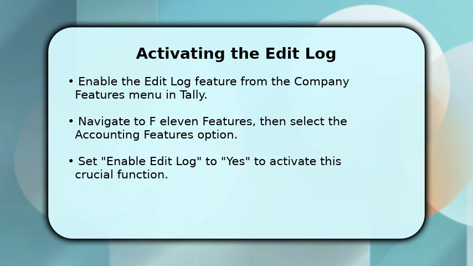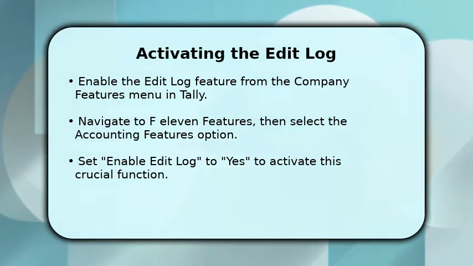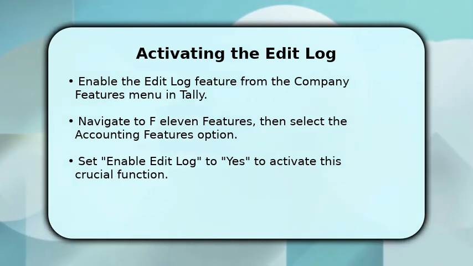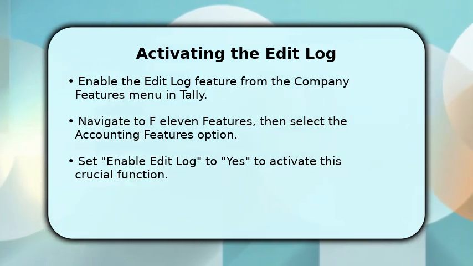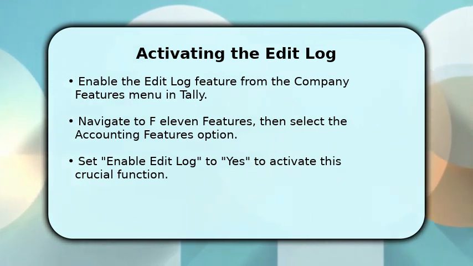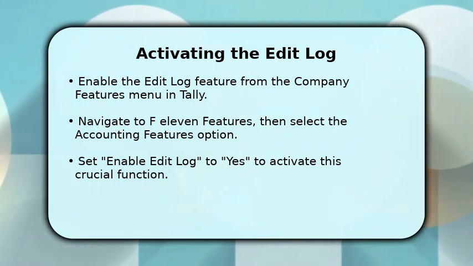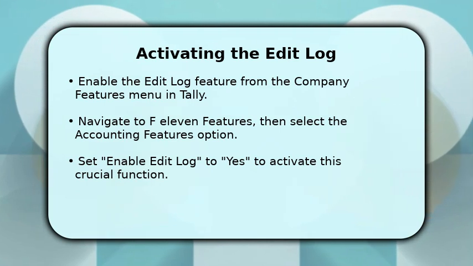To activate the Tally Edit Log, first navigate to the Company Features menu. Press the F11 key, then select Accounting Features. Here, you will find the option to enable Edit Log. Simply set this to Yes and save your changes. Once enabled, Tally will automatically begin recording all modifications to your vouchers and masters, providing a comprehensive history of every alteration. It's a straightforward process to set up.